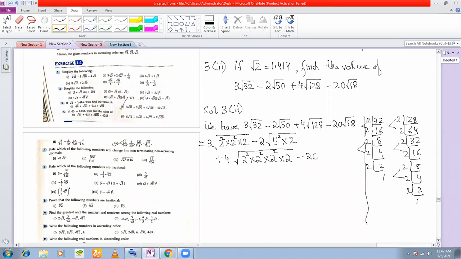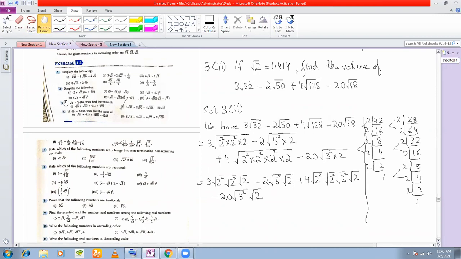Minus 20, and again, 18 can also be prime factorized as 3 square into 2. Mentally you can prime factorize. So now what are we getting here? We are getting 3 root 2 square into root 2 for the first one, right? Minus 2 root 5 square into root 2, plus 4 root 2 square, root 2 square, root 2 square into root 2, minus 20 root 3 square into root 2.